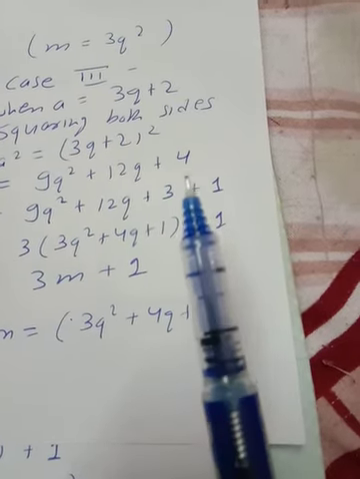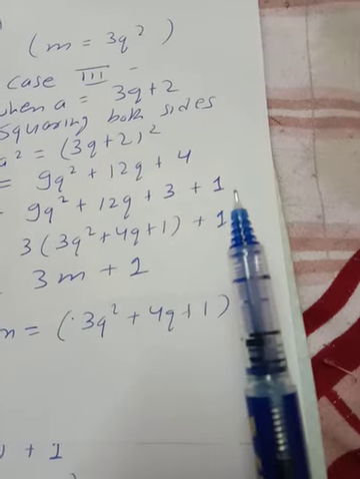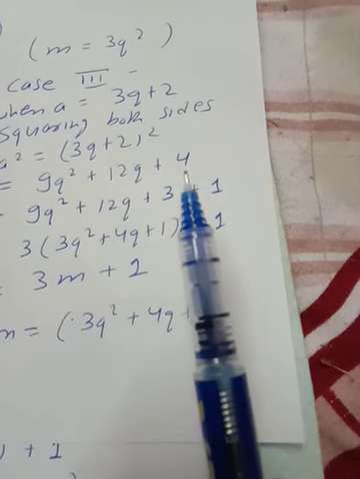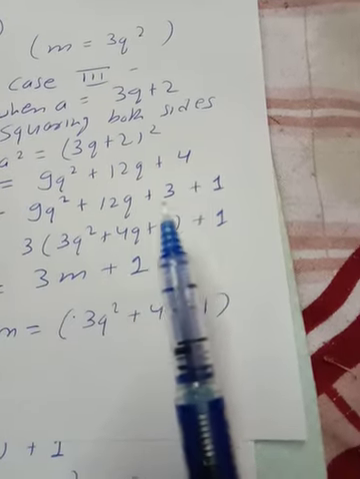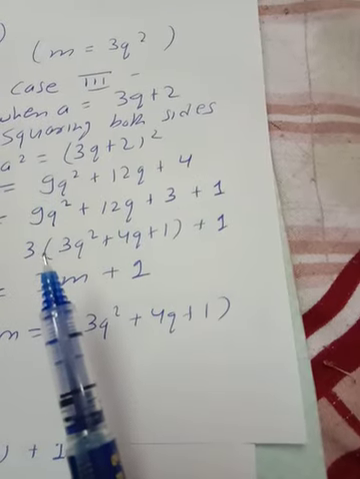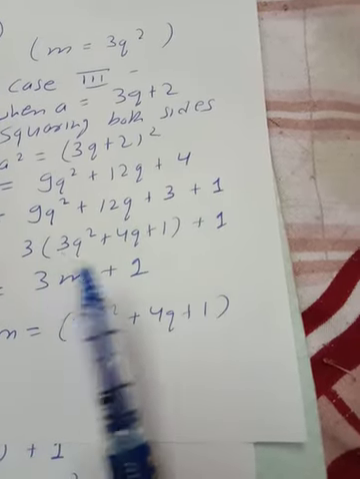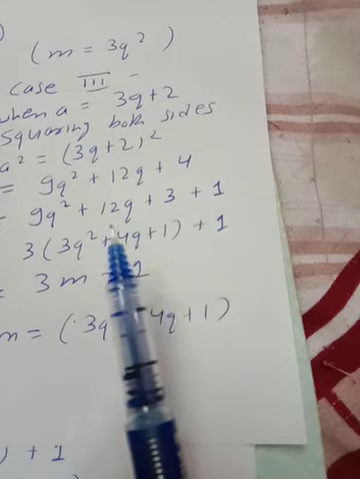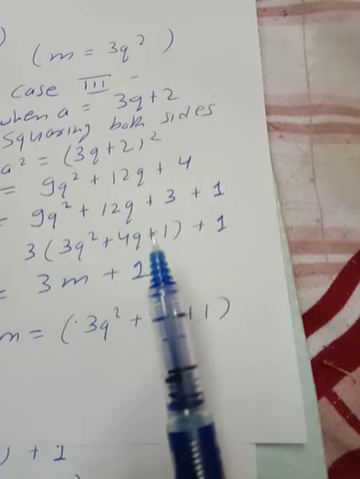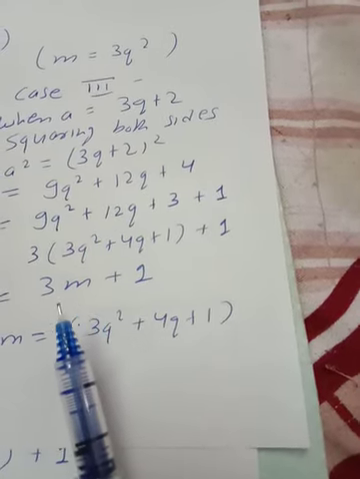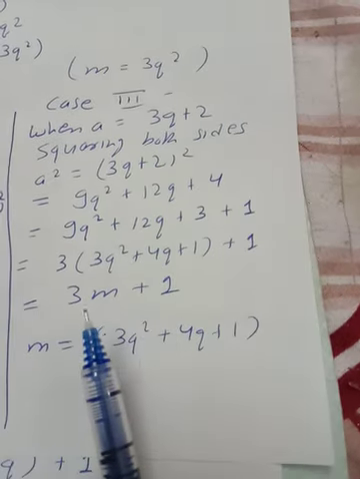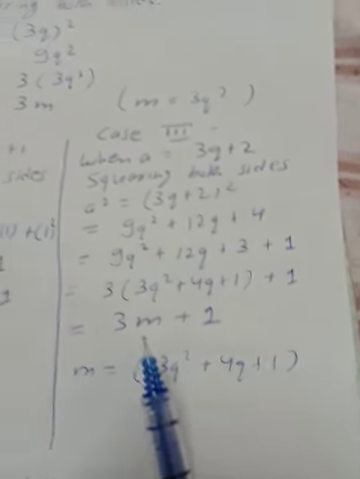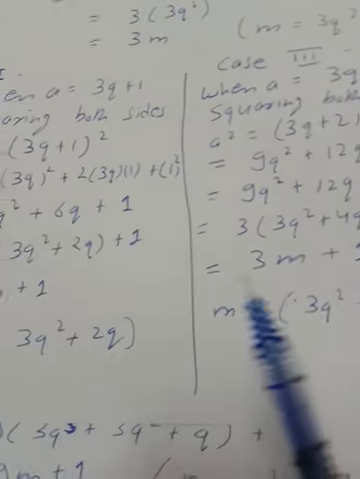So we will break 4 as 3 plus 1, because 3 plus 1 makes our 4. Now from these three terms, we will take 3 as the common. So after taking 3 as the common, we get this 3q square plus 4q plus 1 as the m, and we get our answer in the form of 3m plus 1. So square can be in the form of 3m or in the form of 3m plus 1.